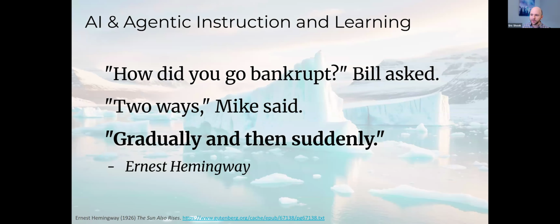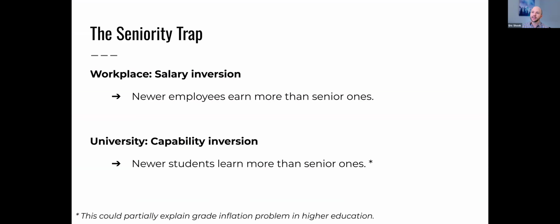I like this Hemingway quote from The Sun Also Rises, and Bill asks, how do you go bankrupt? And he goes, two ways, Mike: gradually and then suddenly. And I think that this is kind of where we're at with AI. I think that we're not going to see progress. Everyone complains that it's terrible, and then suddenly it's good enough, and it really takes off. So I don't know exactly where we're at on that, what they call kind of hockey stick curve, but I think that this could apply.